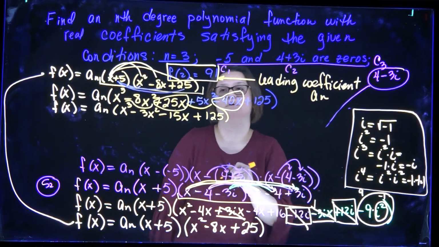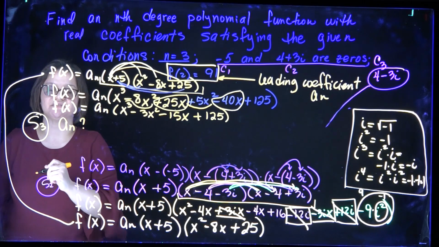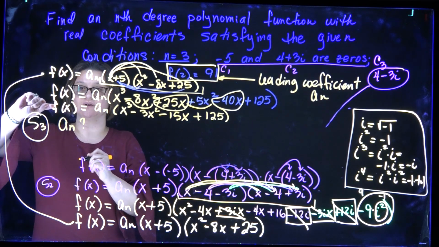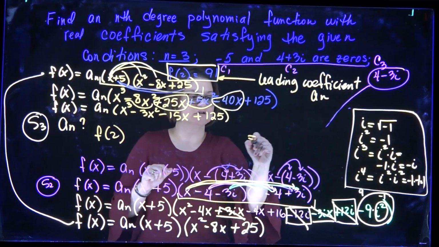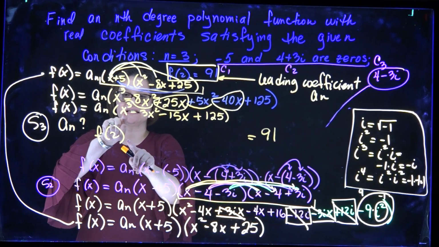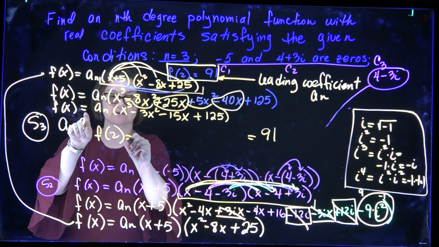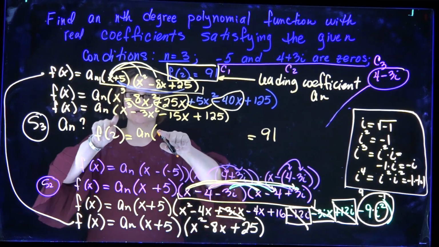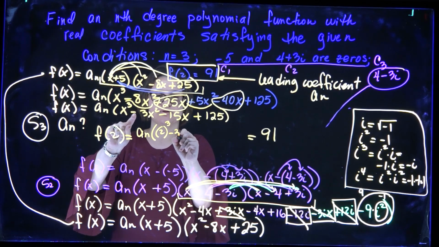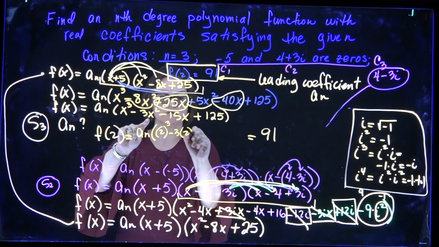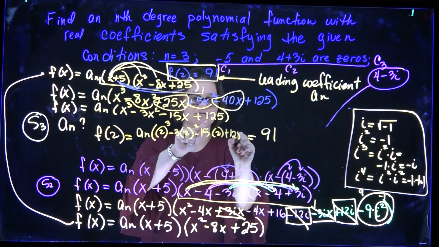a sub n. Okay, so how do we find a sub n? Step number 3. a sub n, that's what we need to find. All right, we know that the function value will be 91, so f of 2 will equal 91 if all of these x's are 2, right? Well, let's see. f of 2 equals leading coefficient times x cubed, my x is 2, 2 cubed, minus 3, x is 2, 2 squared, minus 15 times x, x is 2, times 2, plus 125.